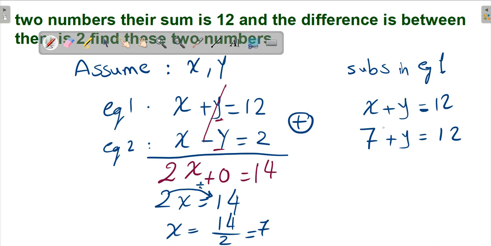Send it to the other side by negative. Y equal 12 minus 7 equal 5. Then the two numbers are 7 and 5. Okay. The next example, I let you solve the example and check it with me. Just pause the video, solve the example, and check it.